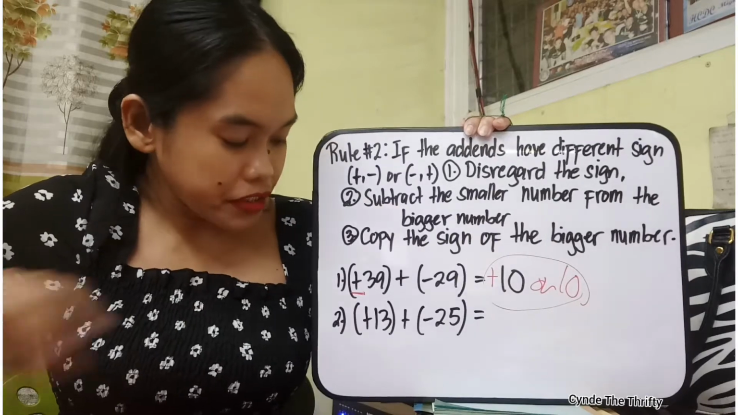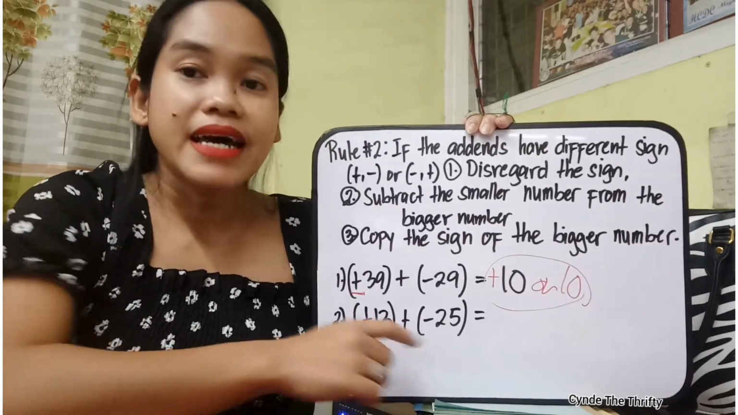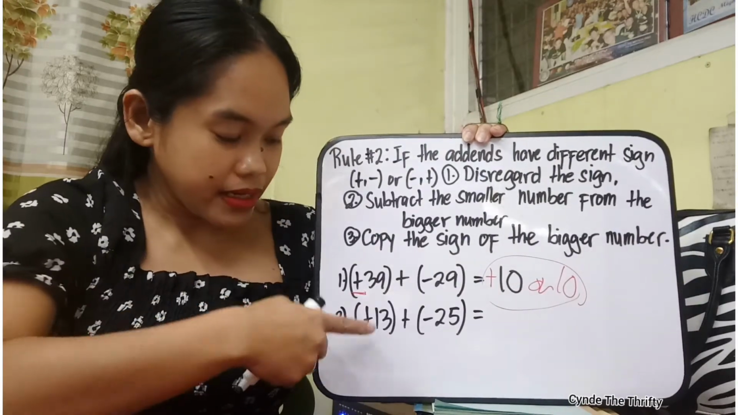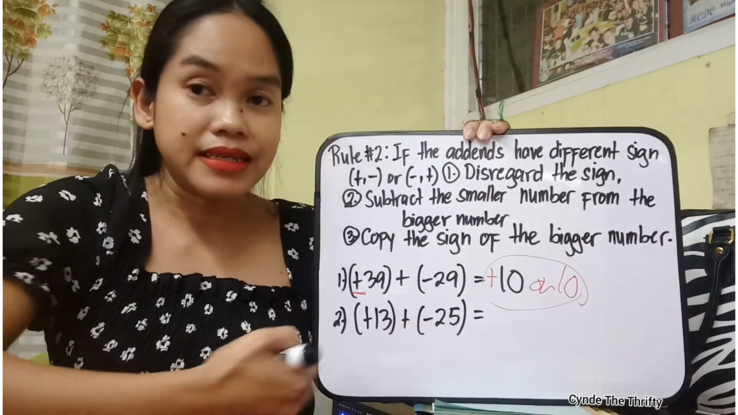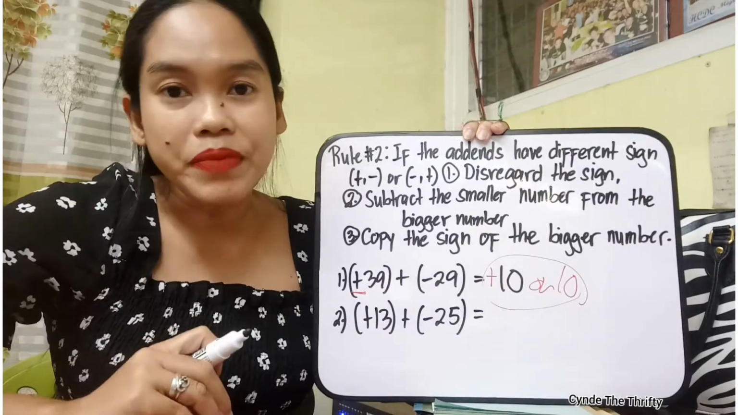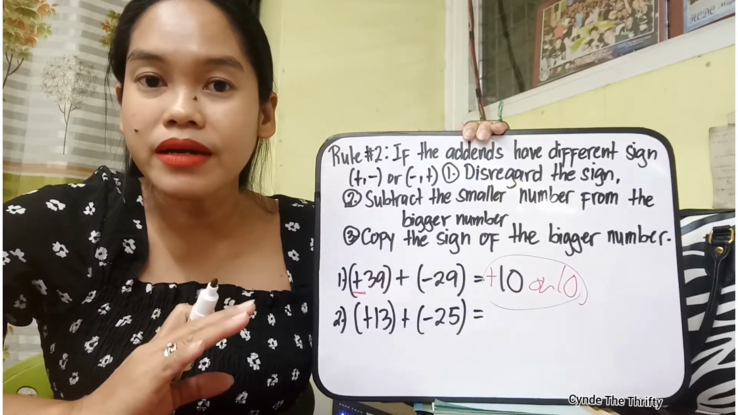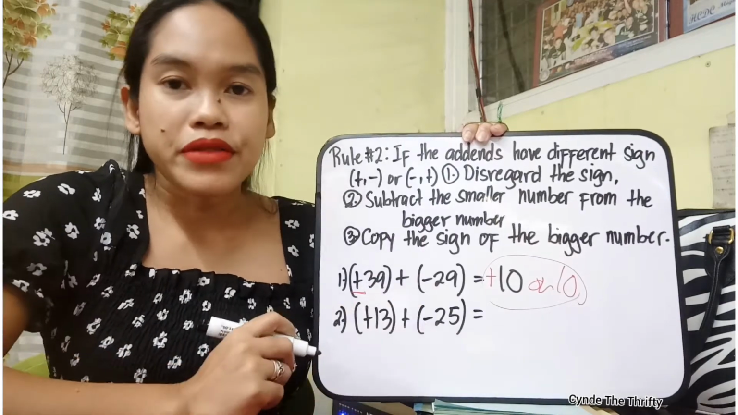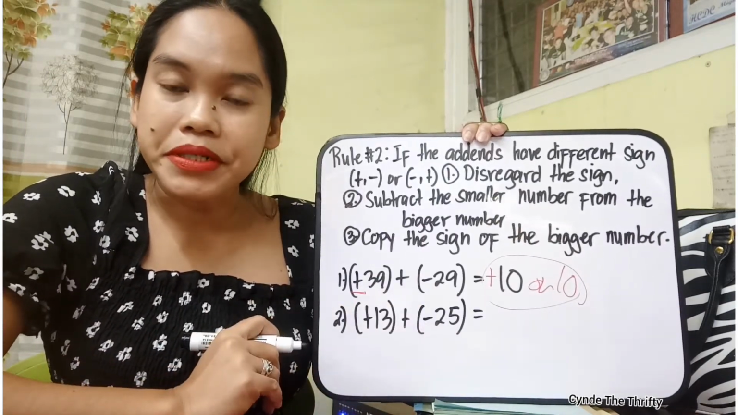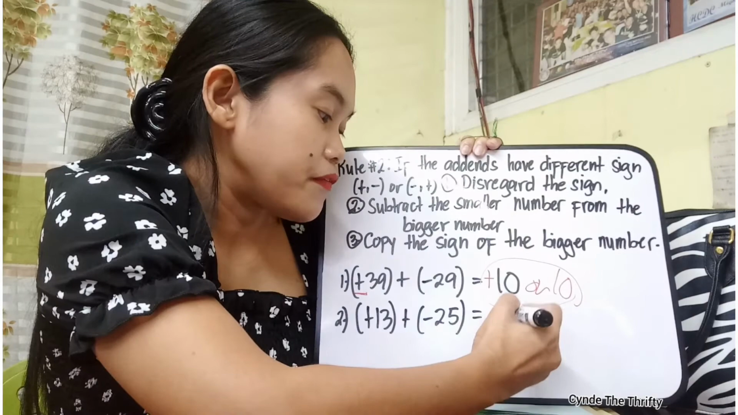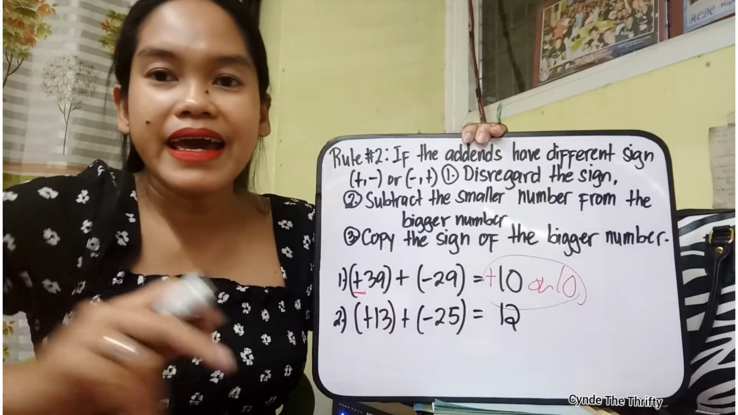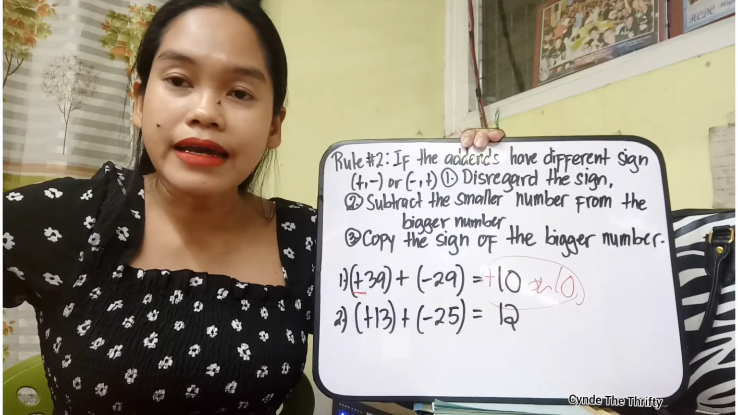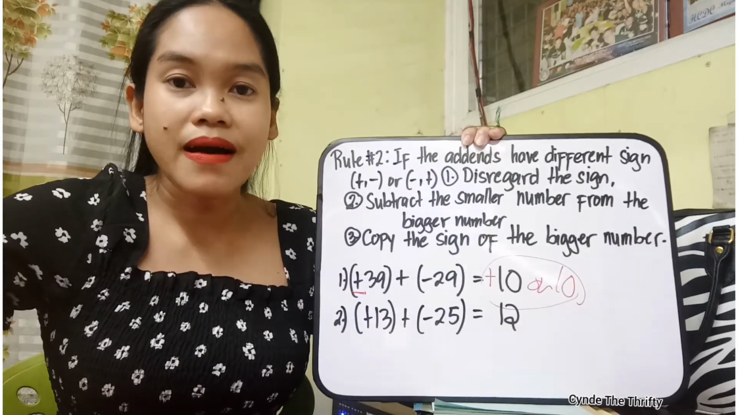Number 2. Number 2 is positive 13 plus negative 25. So, first, ang gagawin natin is i-disregard natin itong sign ni positive 13 and negative 25. And pagkatapos is i-subtract natin yung smaller number to the bigger number. Ibig sabihin, 25 minus 13. So, 25 minus 13 is equal to 12. Ayan. And last one is kung ano yung sign ng bigger number, yun ang ilalagay natin na sign sa ating sum or sa ating sagot.